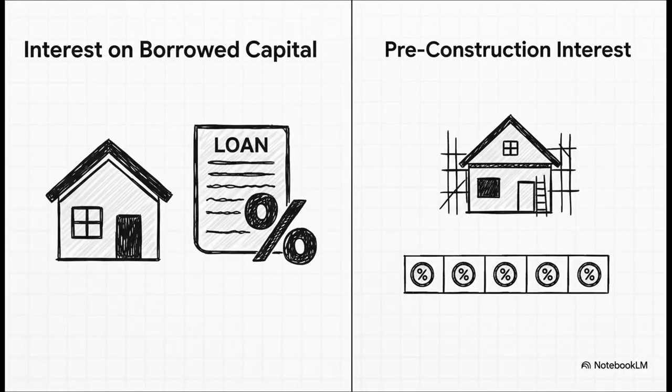The second big deduction is for interest on borrowed money. If you took out a loan to buy, build, or even repair the property, that interest is deductible. And the law is pretty smart about this. It even considers interest you paid before the construction was finished, what we call pre-construction interest. That amount gets spread out and claimed in 5 equal yearly chunks, starting from the year the house is ready.